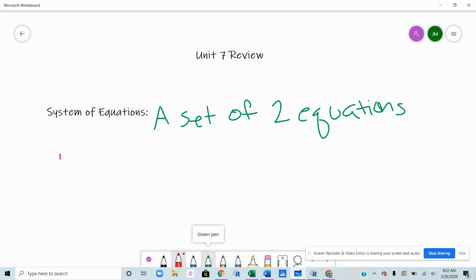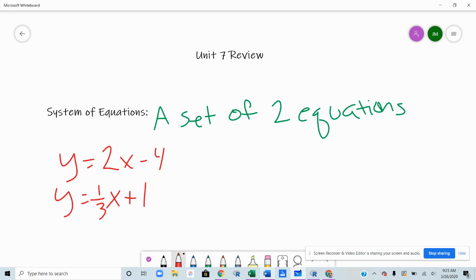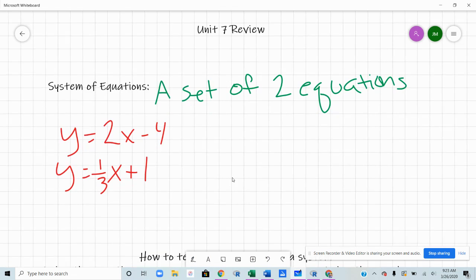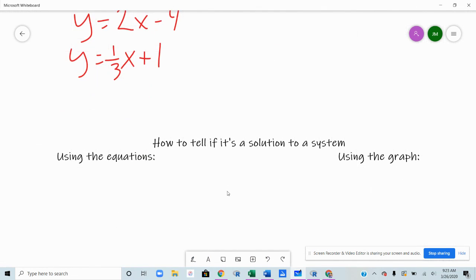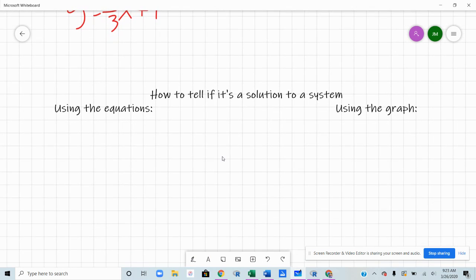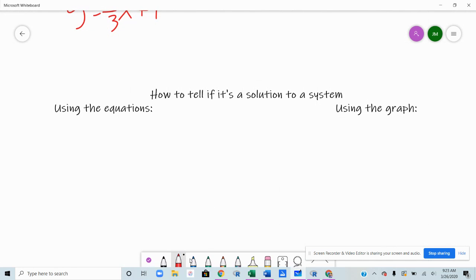So a system, an example would be something like y equals 2x minus 4, and y equals 1 over 3x plus 1. Two equations, and then when you were to graph them, you would have two lines. That makes a system. So how to tell if some point is a solution to the system?